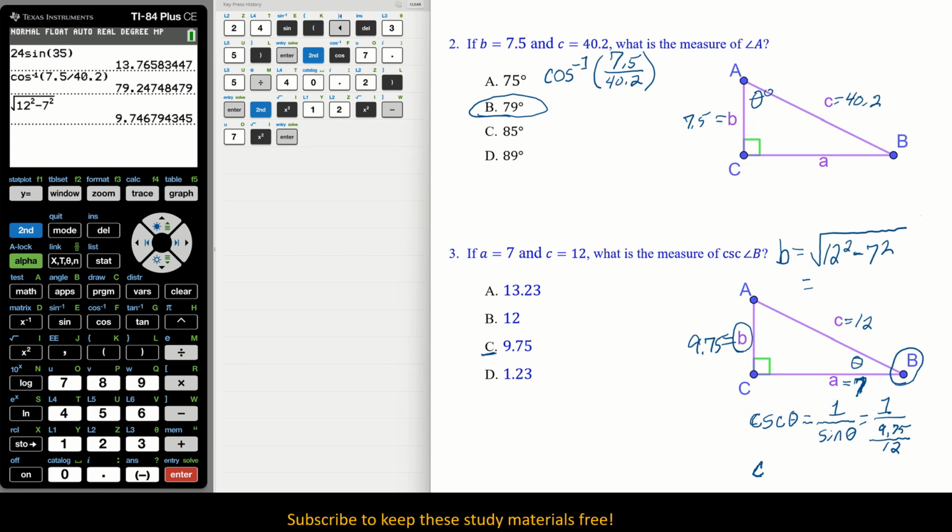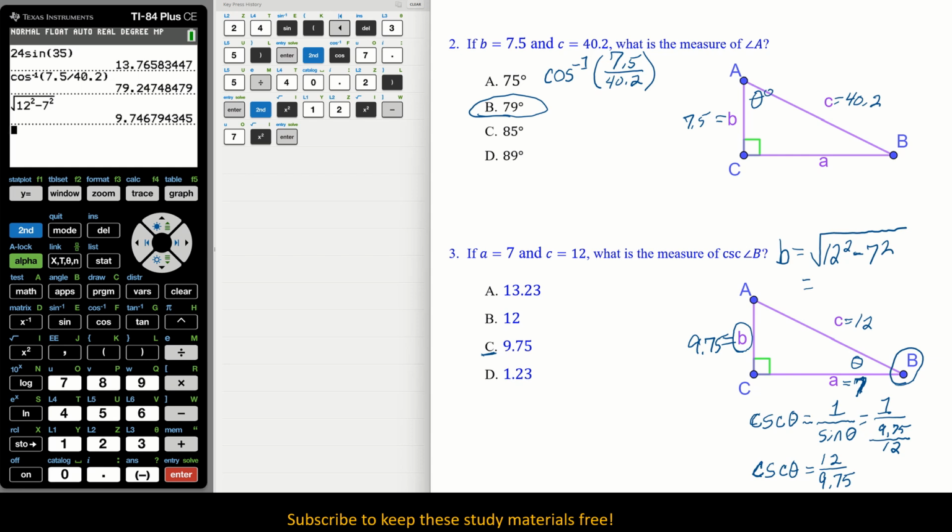Okay, that was very strange. Okay, so that gives us cosecant theta actually equaling, we would use the reciprocal, okay? So that would actually be 12 over 9.75, okay? So what could we do? We can't put that in our calculator.